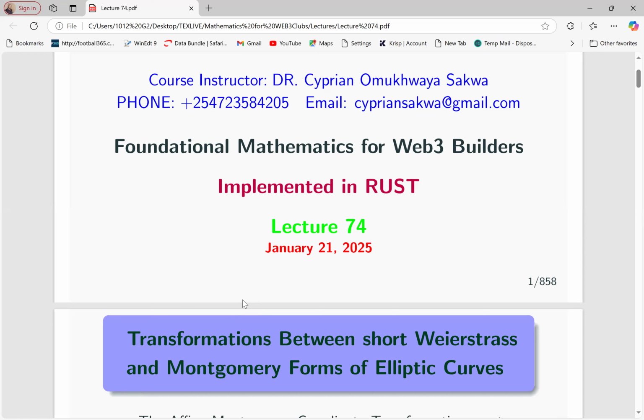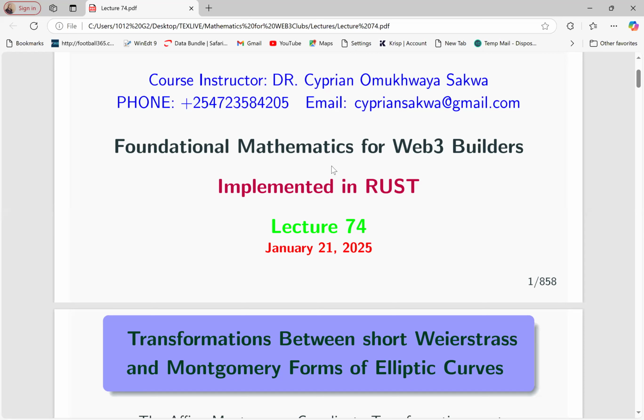One of the conditions was that for the short Weierstrass form to be convertible to Montgomery, it had to have a number of points divisible by 4. That was the first condition we looked at. After looking at those conditions, we discovered that if the short Weierstrass form had 20 points, we would also get a Montgomery equation having the same 20 points. If it had 24, the Montgomery would also have 24 points.